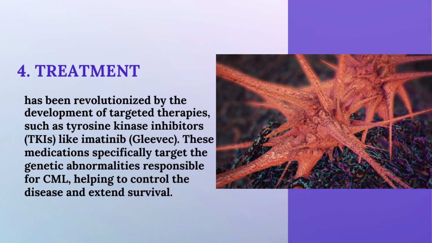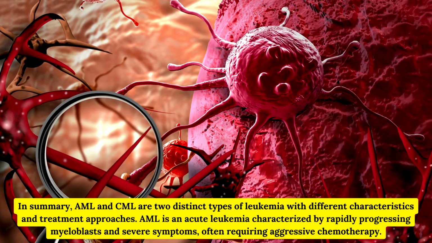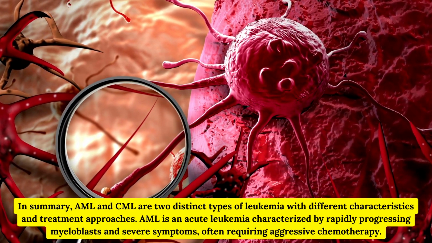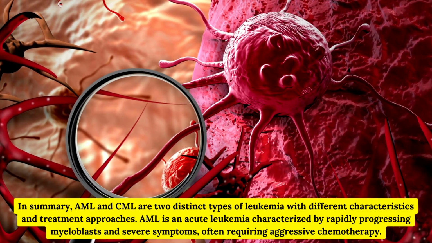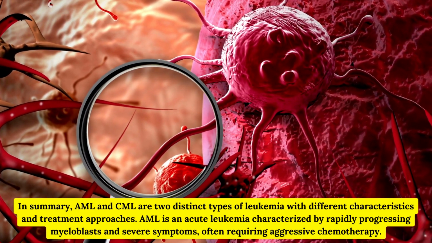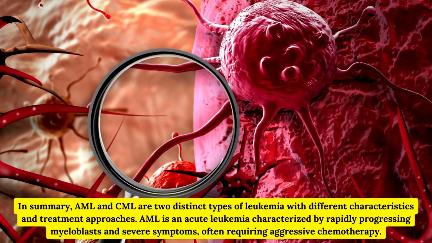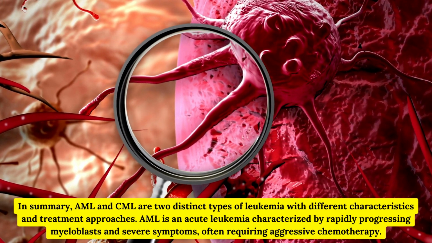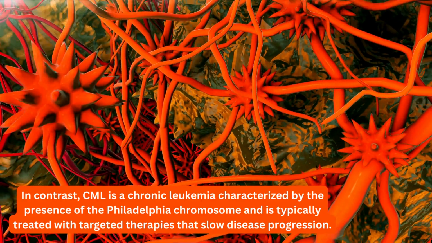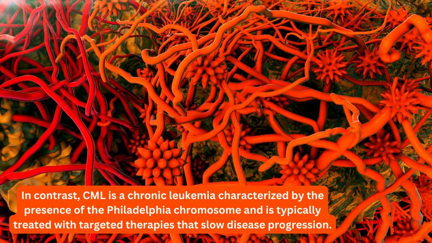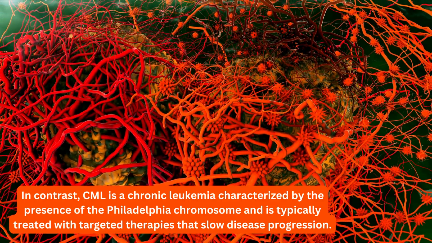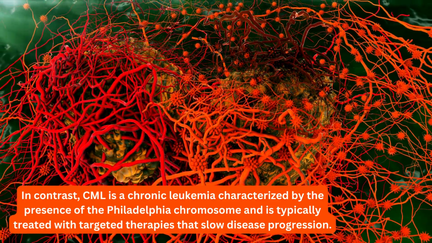extend survival. Conclusion. In summary, AML and CML are two distinct types of leukemia with different characteristics and treatment approaches. AML is an acute leukemia characterized by rapidly progressing myeloblasts and severe symptoms, often requiring aggressive chemotherapy. In contrast, CML is a chronic leukemia characterized by the presence of the Philadelphia chromosome and is typically treated with targeted therapies that slow disease progression.